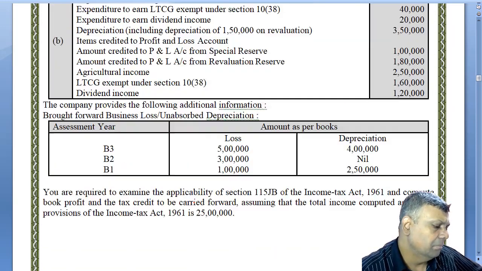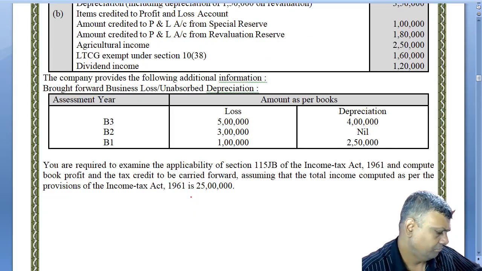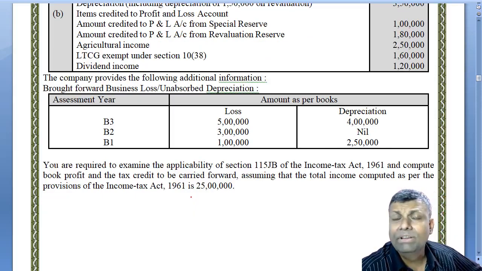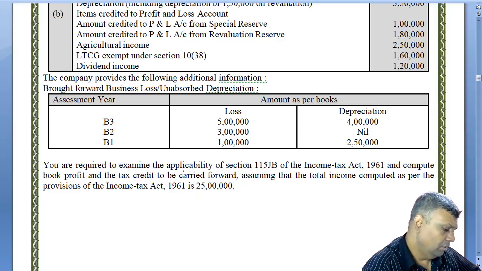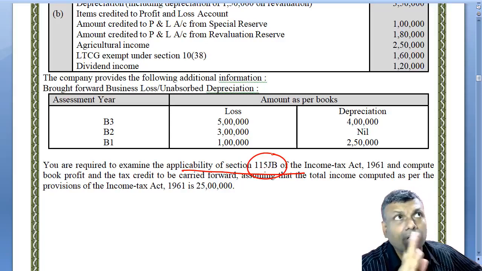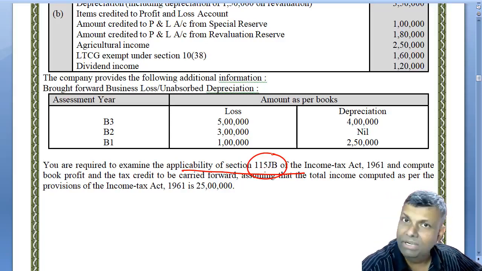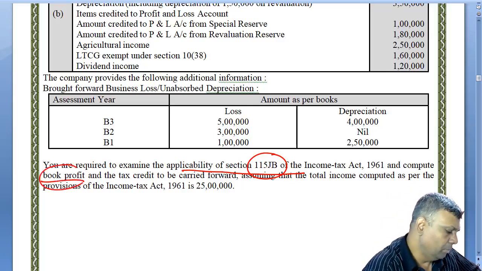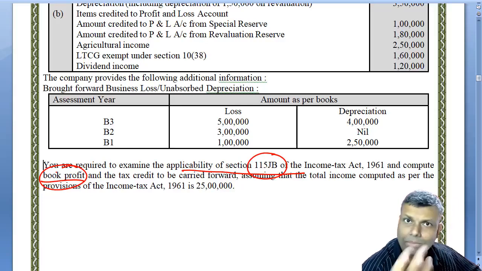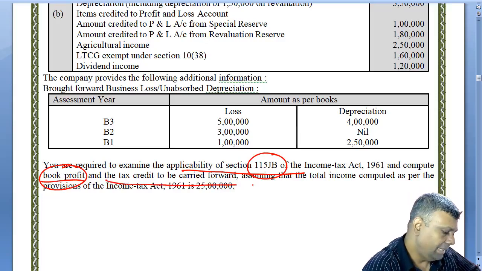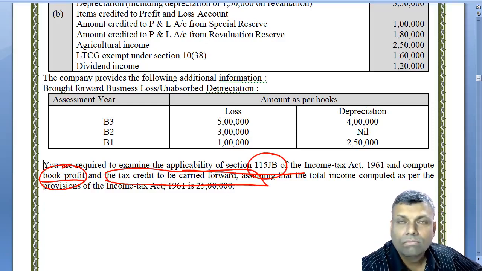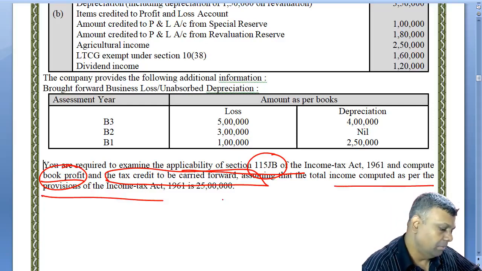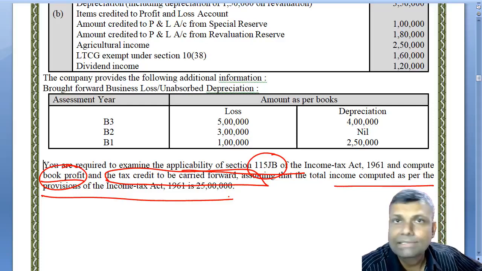Let me see some more questions before, if at all. Okay, let me read this question. You are required to examine the applicability of 115JB. So students will clearly feel that, oh, I have to do 115JB because it is printed in the question. And compute the book profit. So you will do that working, which is a part of 115JB. And the tax credit to be carried forward. Assuming that the total income computed as per the provisions of the Income Tax Act is this figure.